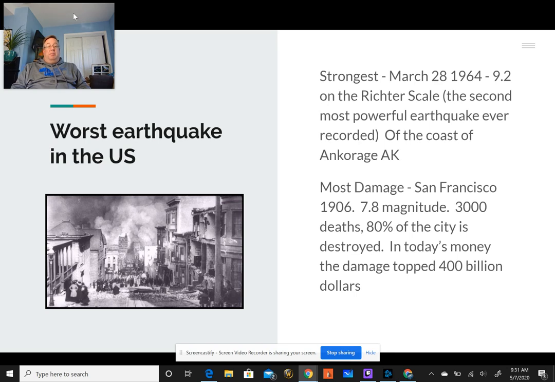Now compare that to the most damage done, which is the San Francisco earthquake of 1906. It was a 7.8, so not quite as strong. However, because it happened on land, 3,000 people died. 80% of the city was destroyed. I want you to think about that for a second. If you had 10 buildings, 8 of them were knocked down. So that was really, really bad. Why do you think that happened?